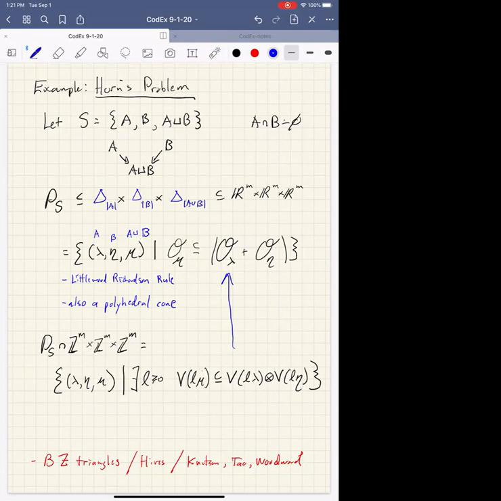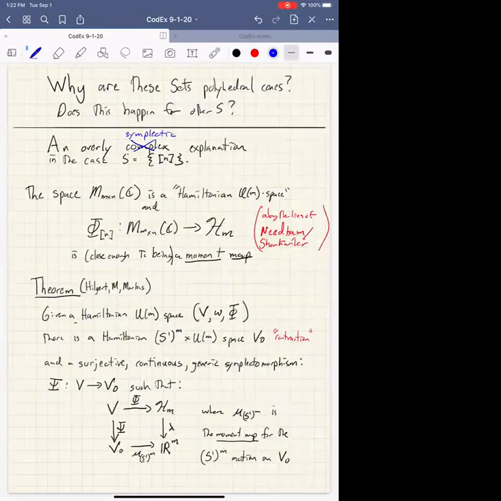So that's 3 examples where we have these general classes of sets S, where in each case we get polyhedral cones as our piece of S. So we want to know, why is this happening? And does it happen for all systems of subsets S? That's the question.